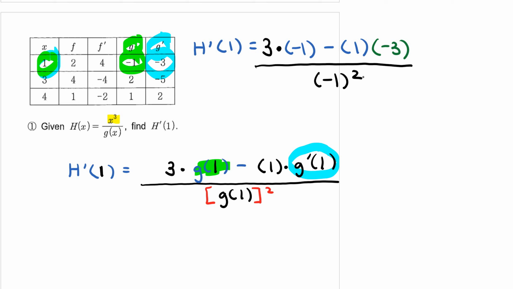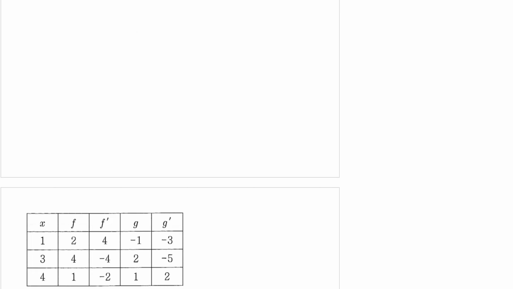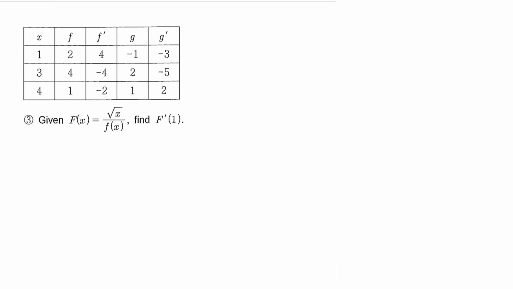Okay, so with that, we just multiply that out, and it turns out that we have negative 3 plus 3 all over 1, and negative 3 plus 3 is going to be 0 over 1, and that's going to be 0 right there. So for the very first question there, h prime of 1 equals a grand total of 0. Okay, so I'm going to try my best to space out the next question here. I just felt like I didn't have much space for that question.